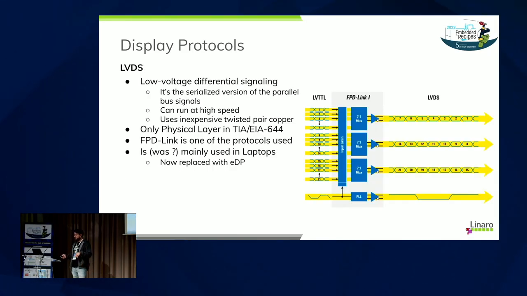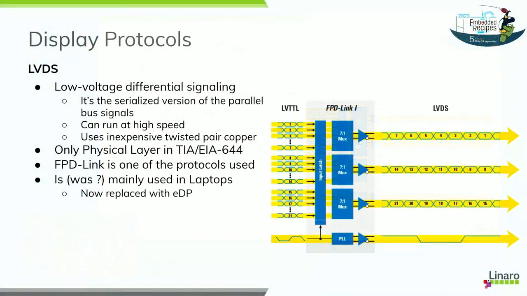Another protocol, which is less and less used, is LVDS. The term LVDS is in fact only the signaling, only the way to take the parallel data and serialize it on the wires. So the actual protocol on top is FPD-Link, but in the Linux world, we almost always say LVDS, for example. It was mainly used for laptops, but now eDP replaced it.